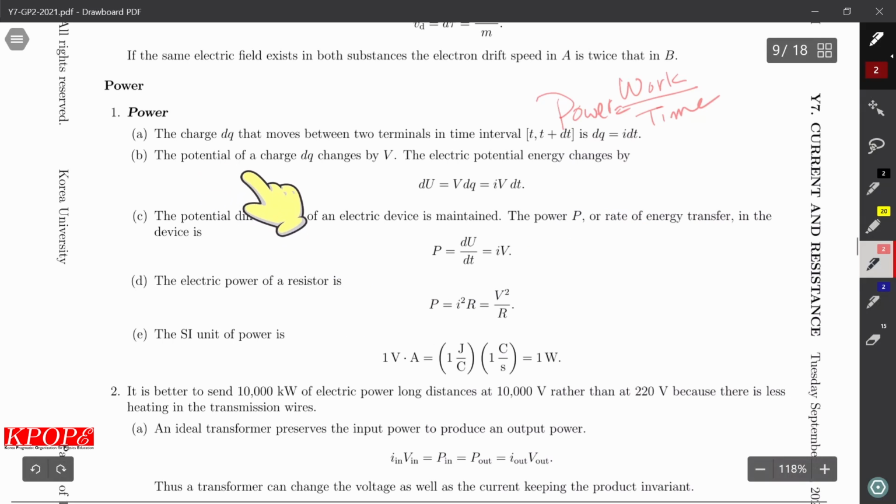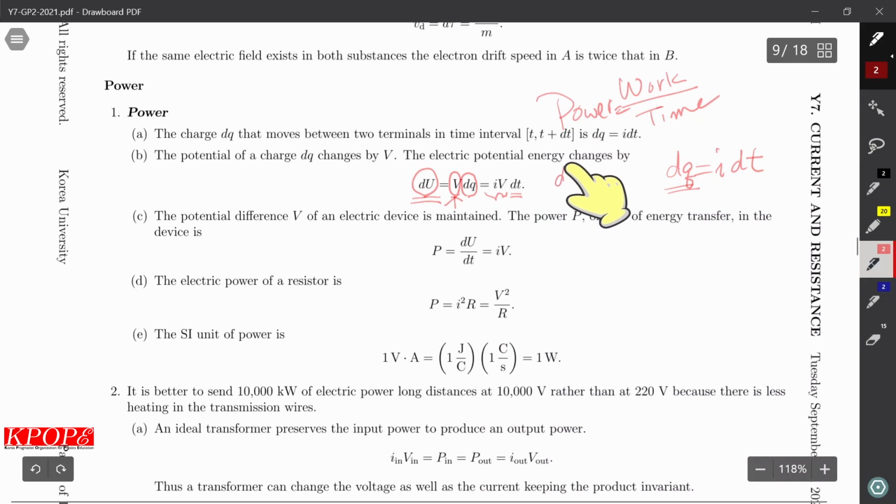The potential of a charge dq changes by V. Then what happens? Potential energy. The amount of charge that has shifted its own potential, right? The potential energy shift can be expressed like that. And then dq is current I times dt. So if we substitute dq with I dt, then the potential energy shift will be IV times dt.